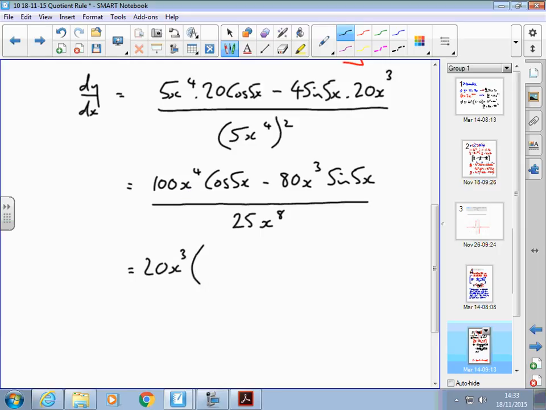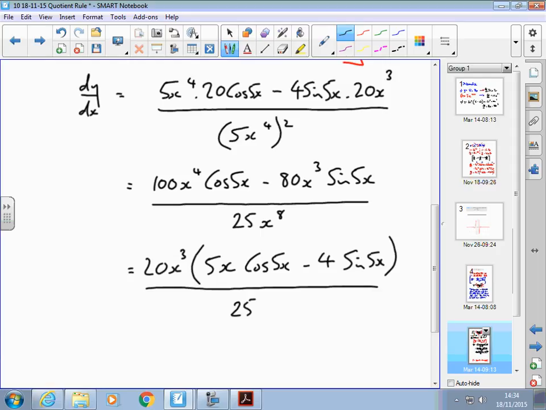And then I think about what I have left. What have I got to times that by to get back to the first term on the top? 20 times 5 is 100. Yep. X times x cubed is x to the 4, so that gets us back to that. And then the cos 5x. The next one, 20 times 4 is 80. I've already got the x cubed, so I just want the sine 5x. Over 25 x to the 8.